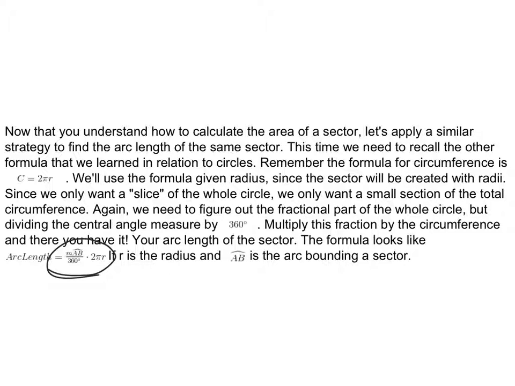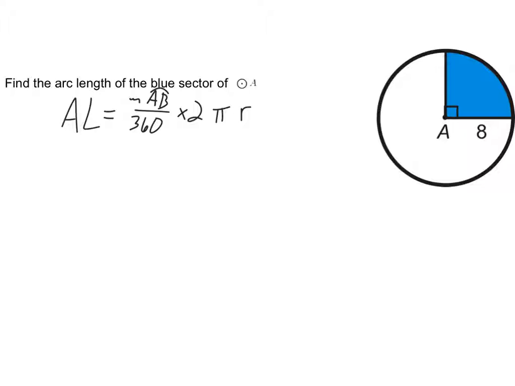So r is going to be our radius, and AB is the arc bounding a sector, so that's our central angle. So here we've got our blue sector, and we want to find the arc length. And again, arc length is just the length around the outside. So they just want to know how long is this measure here from radius to radius. So again, we've got this box. Remember, the box means 90 degrees.